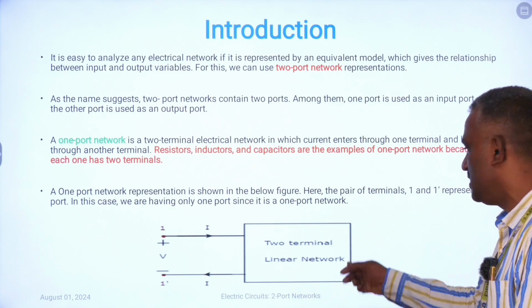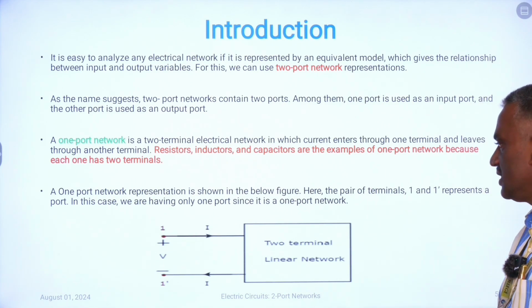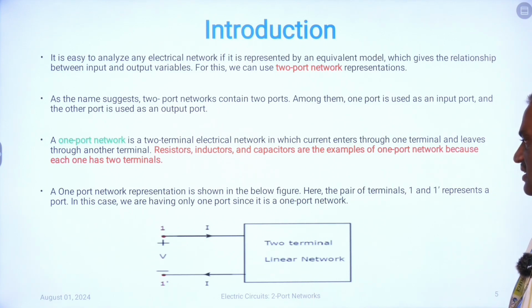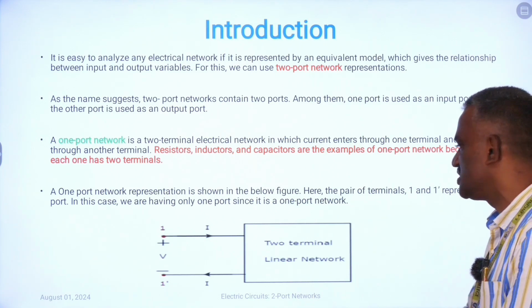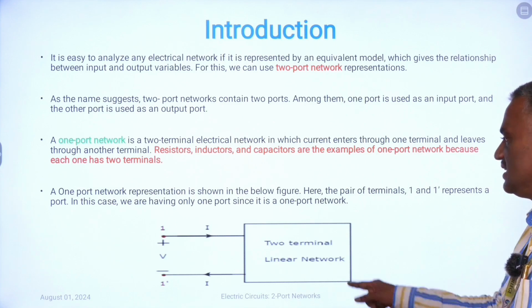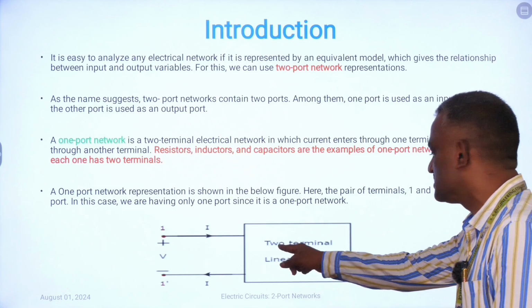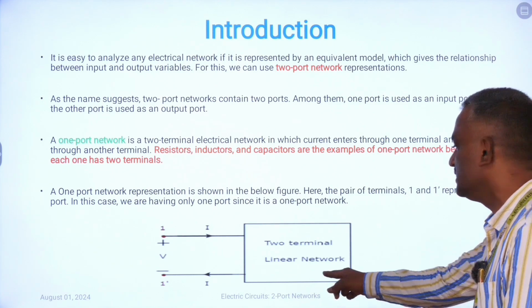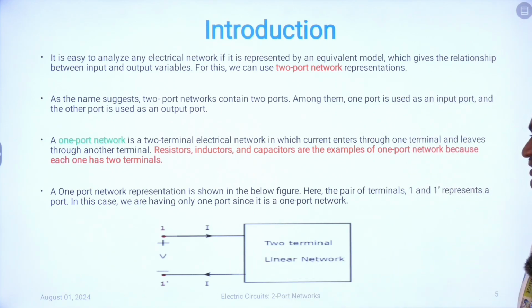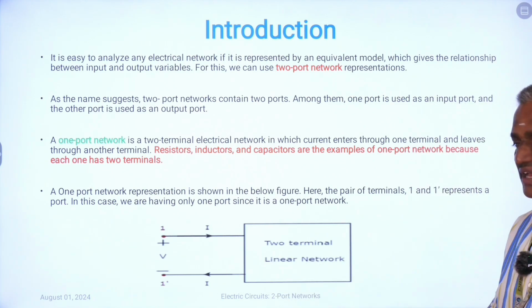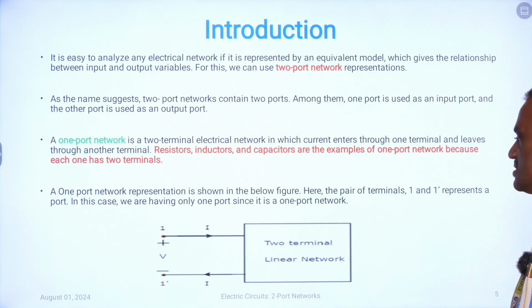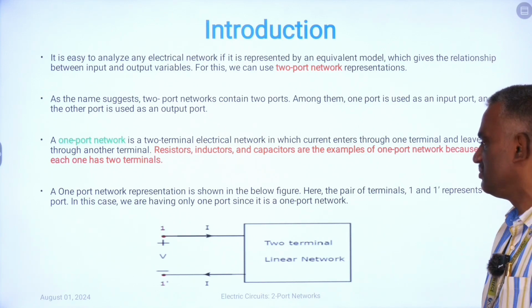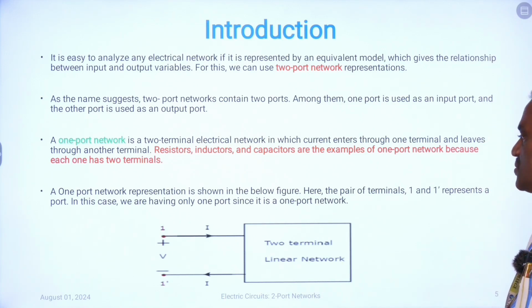What you see here is a one-port. I will have only one current here. As mentioned earlier, I am taking only one current, that is I. The current gets into this two-terminal linear network and the same current comes out. Here you will have two terminals, one is 1 and the other is 1 dash. So this can also be called a two-terminal network, right?